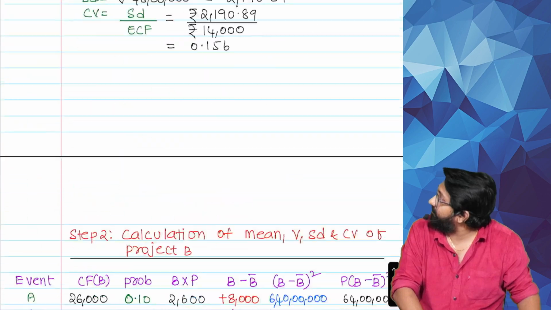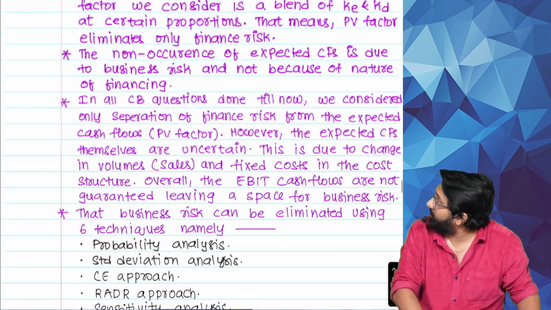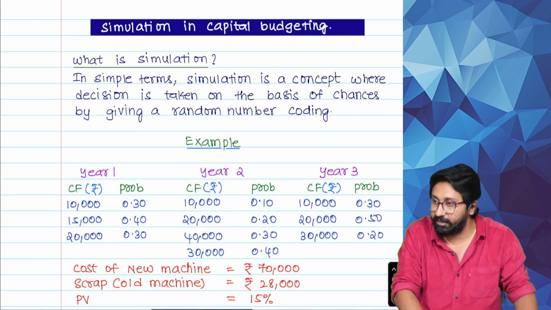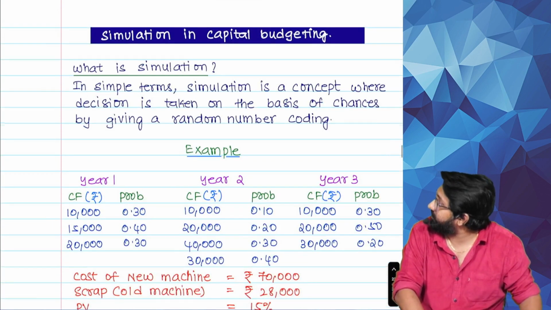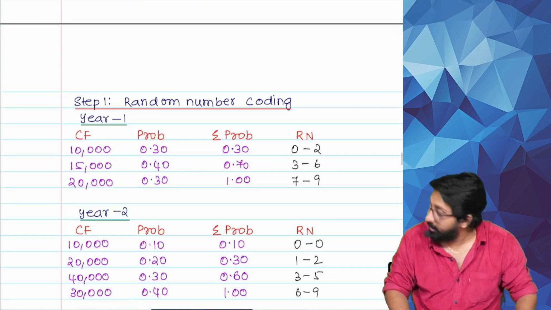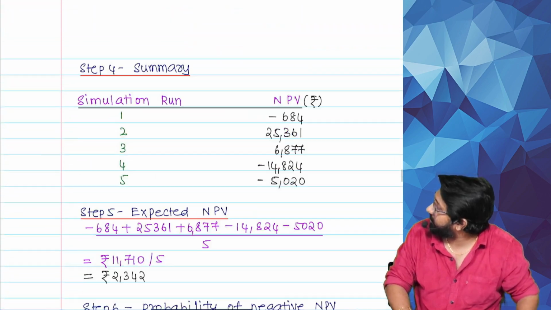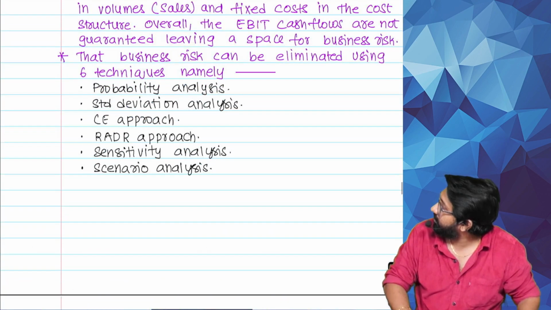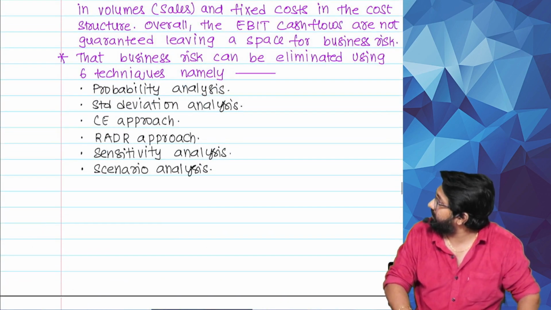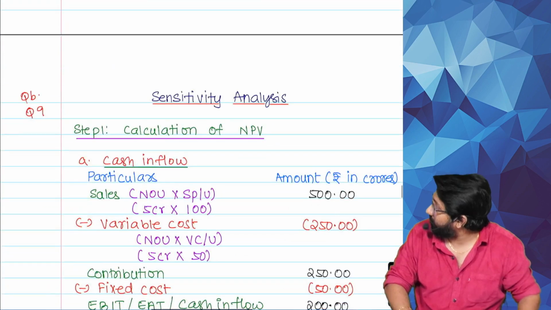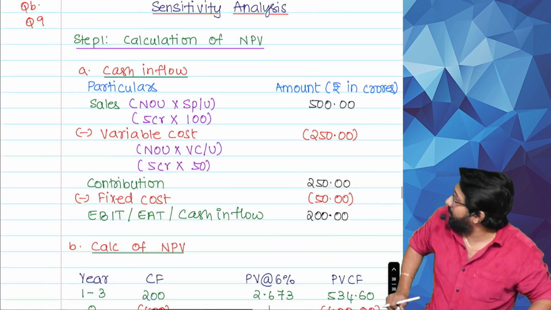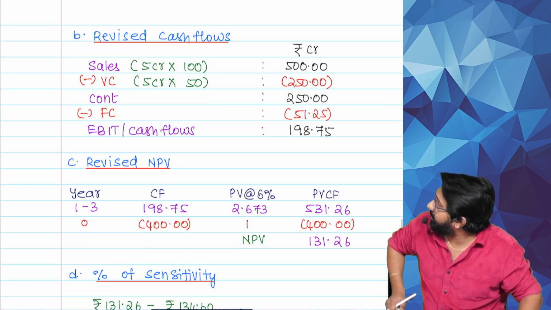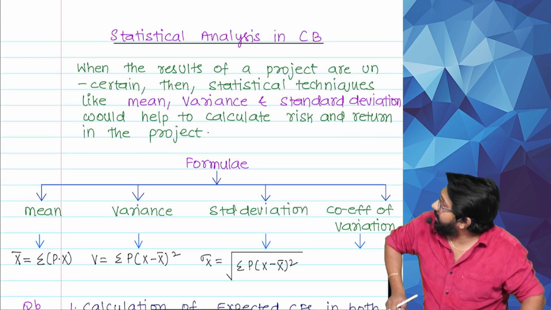So today, where did we start? What is the starting point for today's class? Simulation that we started, right? So we started with simulation in capital budgeting. First we completed simulation. Next we came into the concept of sensitivity. One problem we have done on sensitivity, a very big 10 marks question, completed. Next we came to statistical analysis.